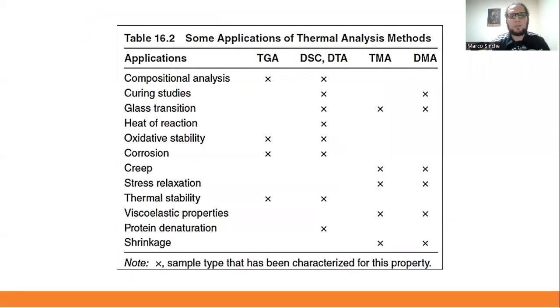Here, we could see what type of applications are derived from each of these thermal analysis methods. For example, if one would like to learn something about the thermal stability of a food product, the techniques that are normally occupied are TGA and DSC. Regarding protein denaturation, for example, the most common technique will be DSC.